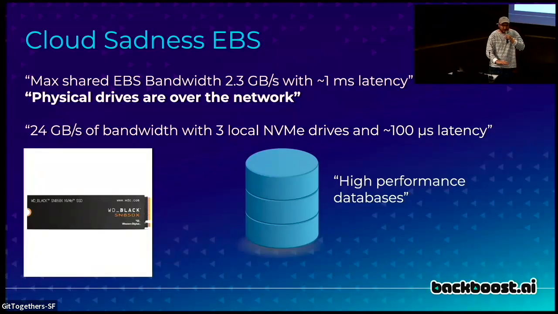And the second part is, what if you have a lot of reads and writes, like a lot? That EBS bandwidth, even across all the volumes, you can only get 2.3 gigabytes per second. But if you had physical NVMe drives, you get 24 gigabytes per second of bandwidth. So it's just a lot better. Let's say you have a really high performance database, just build your own box. Why pay the cloud tax?